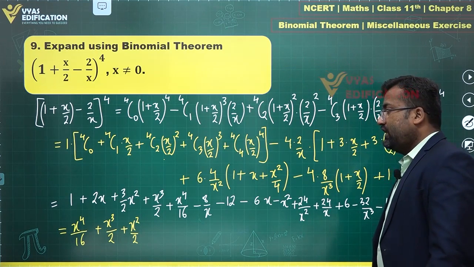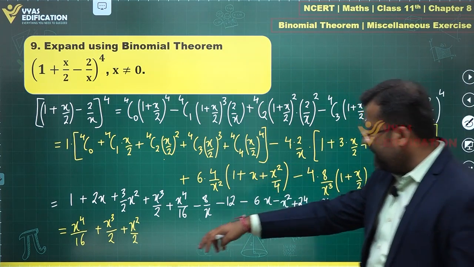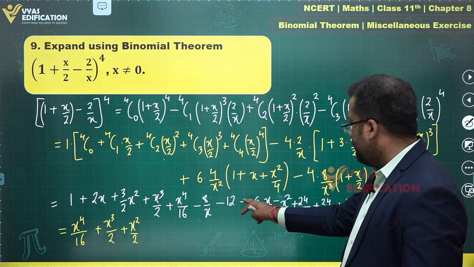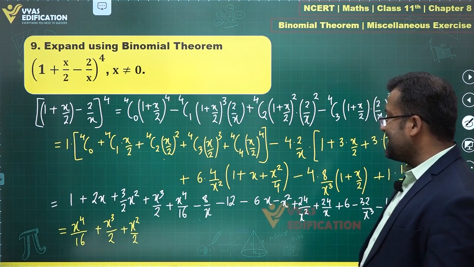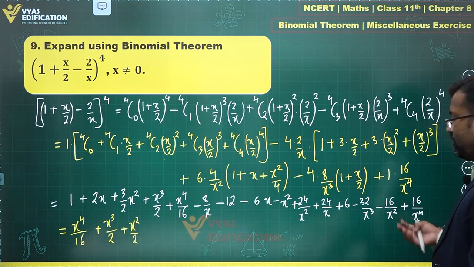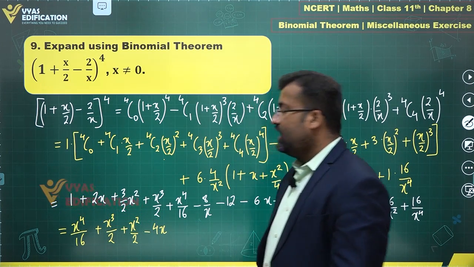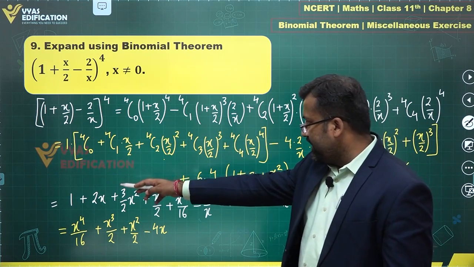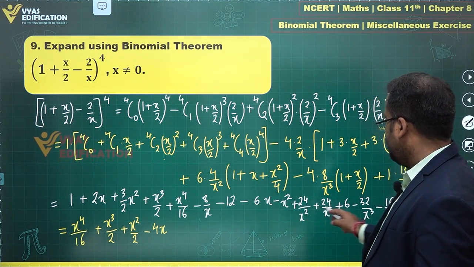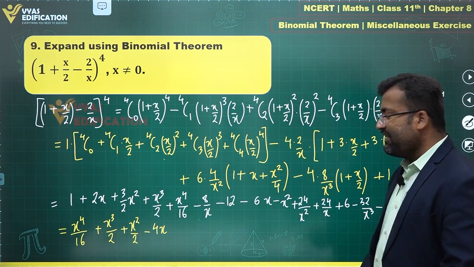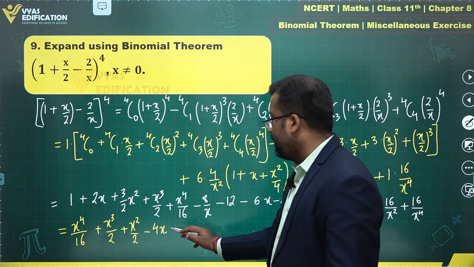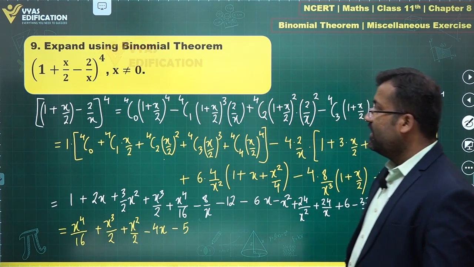What next? For x, you have a 2x over there. You have a 6x. 2x minus 6x is minus 4x. And you don't have anything else. This is minus 4x. Next, constant term. There's a 1 over there. And there's a minus 12 and plus 6. So 6 plus 1, 7 minus 12 is minus 5 over here. This is what I'll be getting.